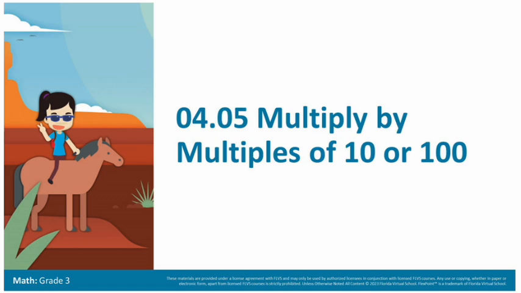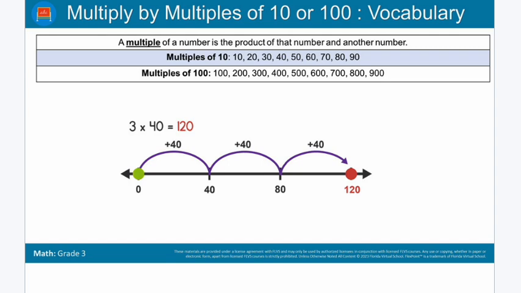Third grade, let's go ahead and talk about lesson 405 on multiplying by multiples of 10 or multiples of 100. So as we're getting ready today, we're going to go over some vocabulary. A multiple of a number is the product of that number and another number. So that means that a multiple of 3 is 120. But that means that a multiple of 40 is also 120.